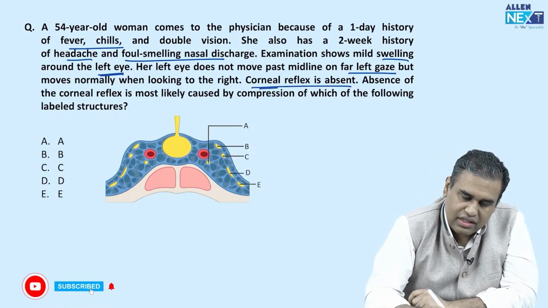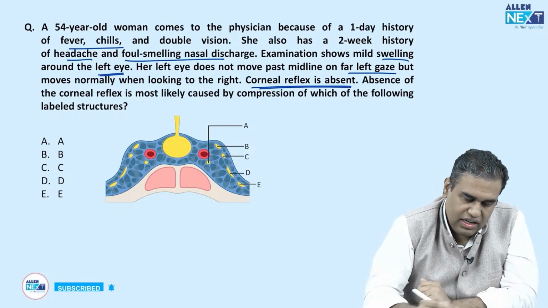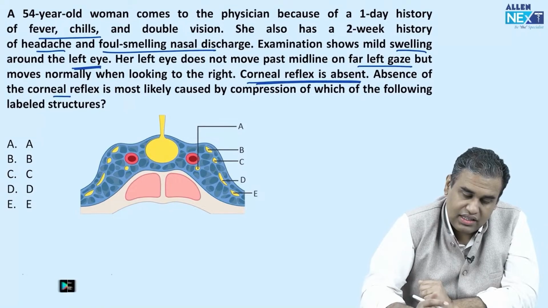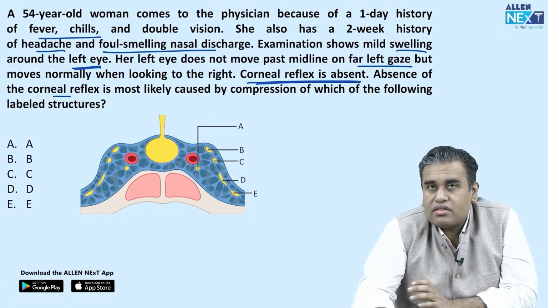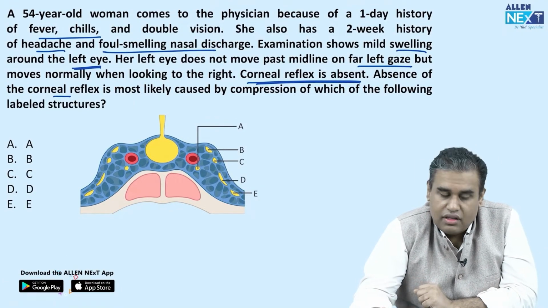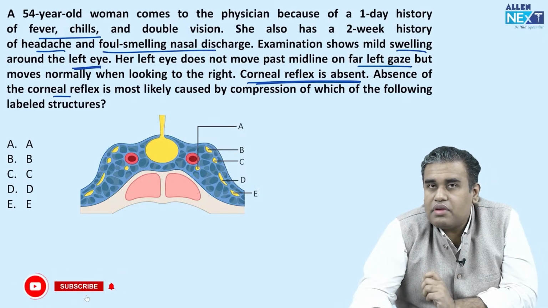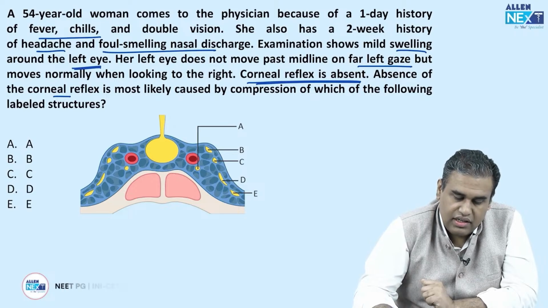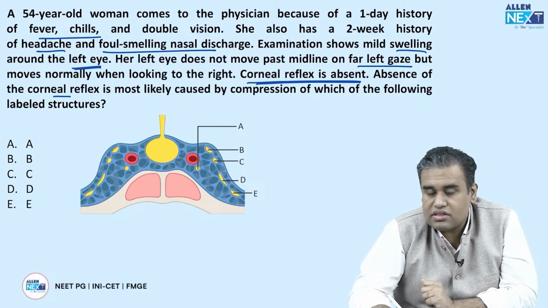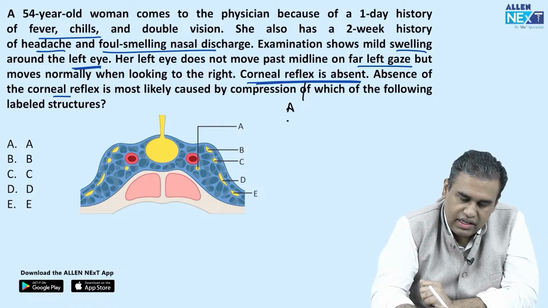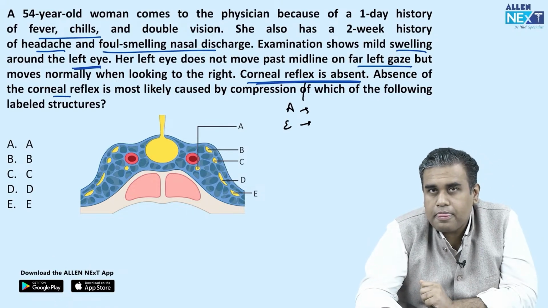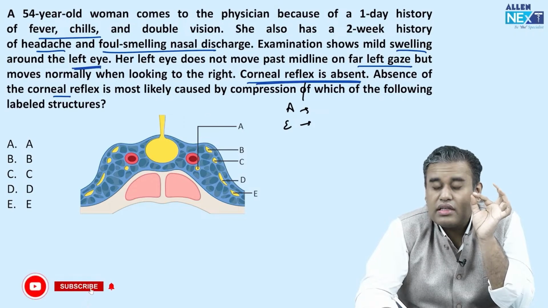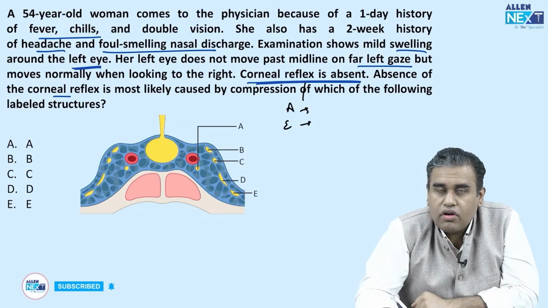Corneal reflex is absent. Absence of the corneal reflex is most likely caused by compression of which of the following labeled structures. Now, they have totally diverted the whole question. Start with the history and examination findings. Then they came back to the corneal reflex, asking which labeled structure is defective. Now, we should know the afferent and efferent nerve here. What is corneal reflex? If you touch the cornea or the conjunctiva with a wisp of cotton, certainly there is tight closure of the eyelids.